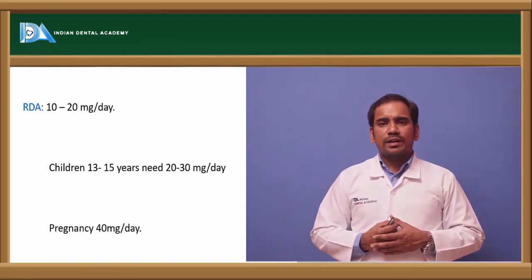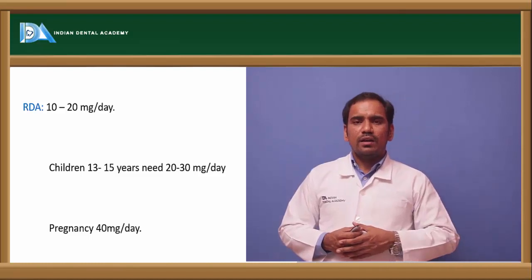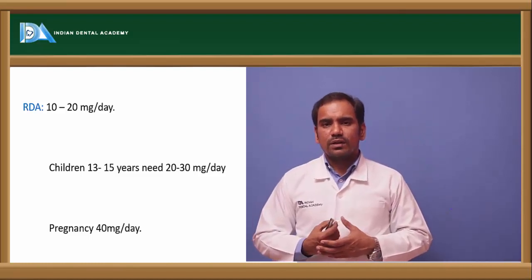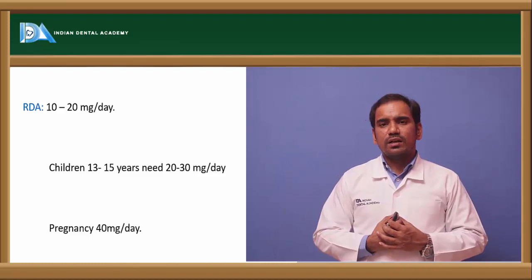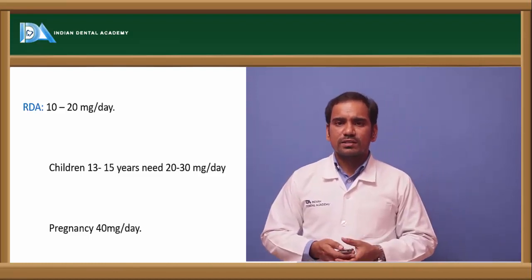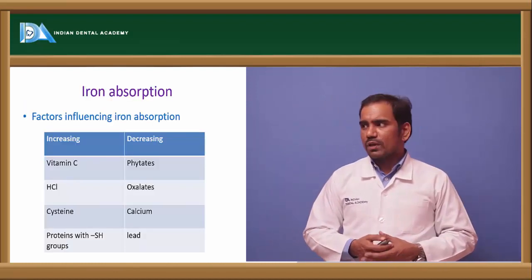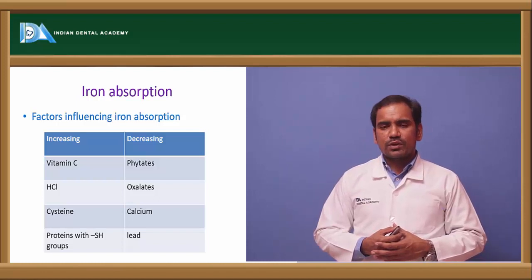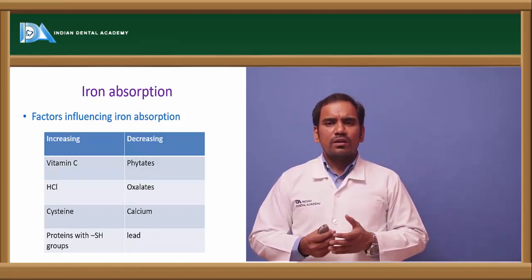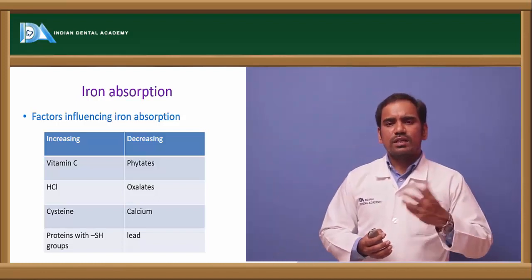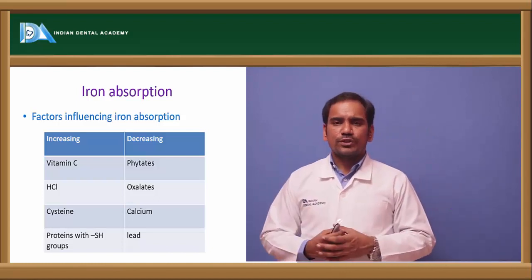So this is about the requirement of iron: 20 milligrams in case of adults, and in case of children the requirement is 20 to 30, and in pregnancy 40 milligrams per day. Coming to iron absorption, as we have seen in case of calcium absorption, there are some factors which increase or decrease the absorption of calcium.